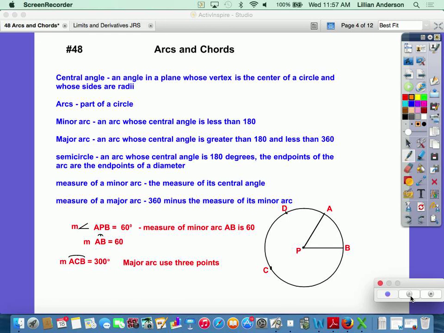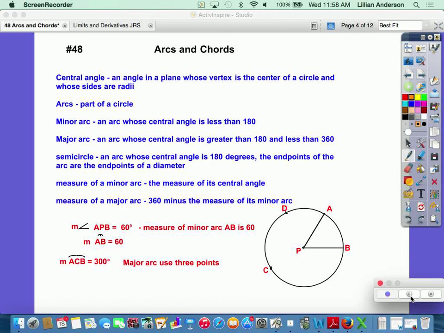Arcs and chords is what we're talking about today. Hopefully by the end of this lesson, you will understand a couple of different things about the arcs in a circle and also about their chords. Here are some major definitions that you're going to need to know. If you do not understand this terminology, then when it asks you to define a major arc, you're not going to know what they're talking about, okay?